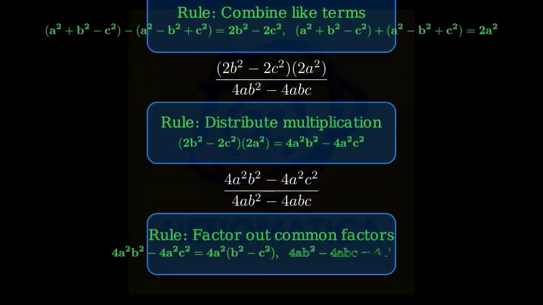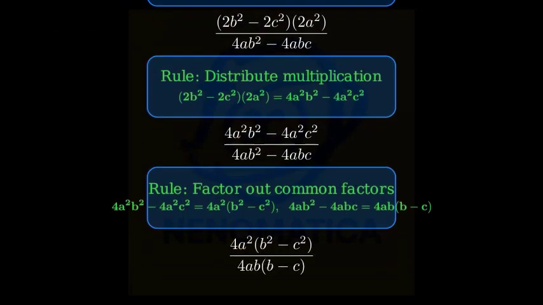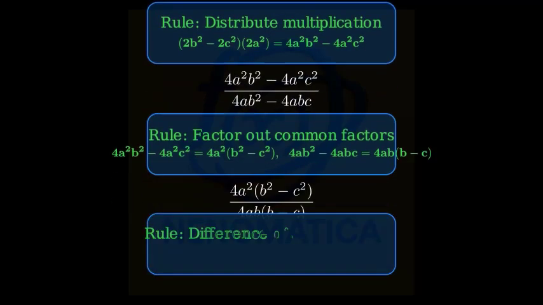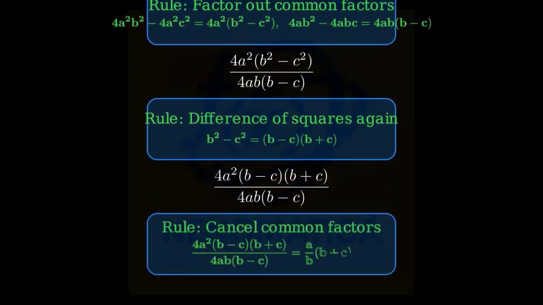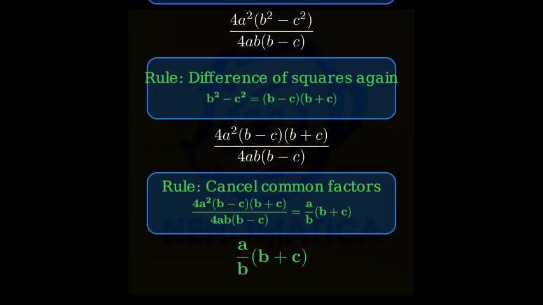Step 4. Factor the numerator and the denominator. In the numerator, factor out 4a squared to get 4a squared times b squared minus c squared. In the denominator, factor out 4ab to get 4ab times b minus c. Step 5. Notice b squared minus c squared is a difference of squares. That factors into b minus c times b plus c. Step 6. Cancel the common factors 4a and b minus c, taking care that b is not 0 and b is not equal to c. The simplified result is a over b times the quantity b plus c.